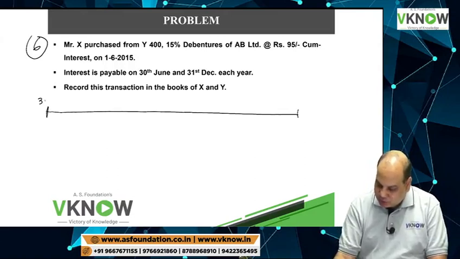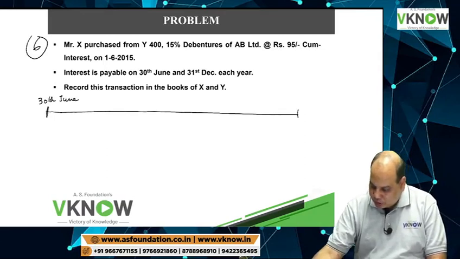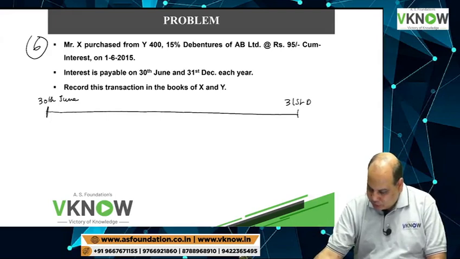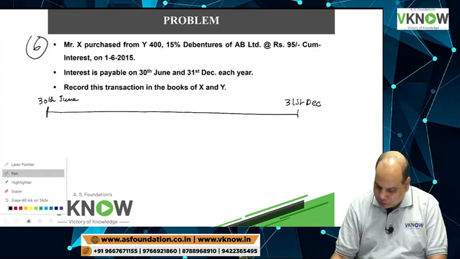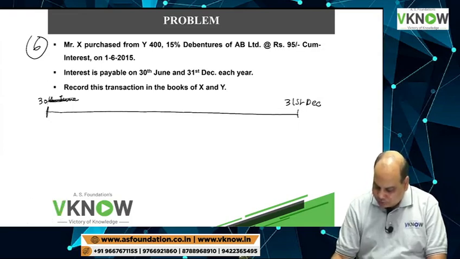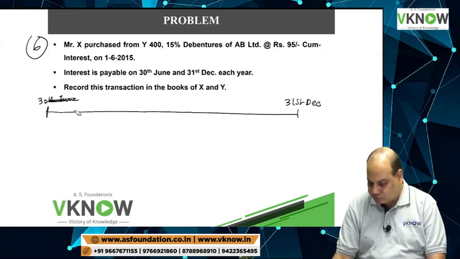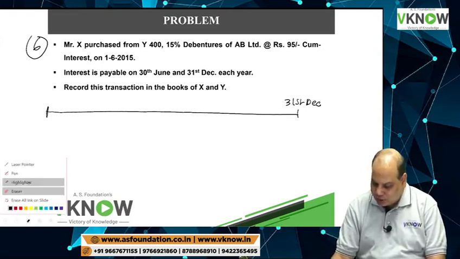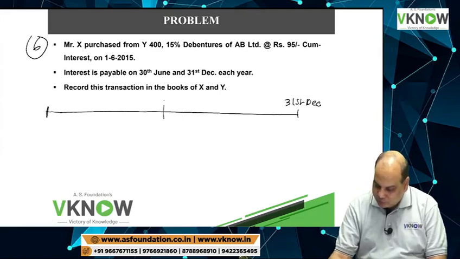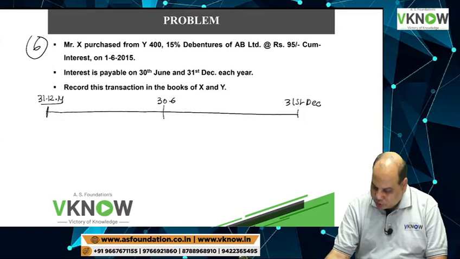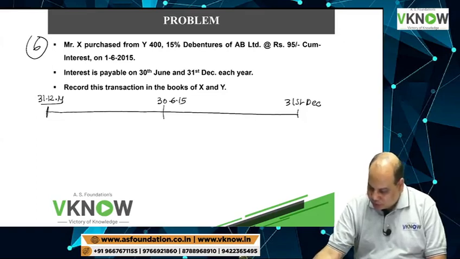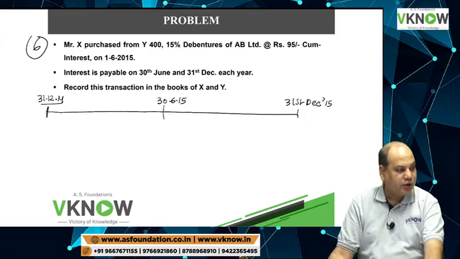Interest is payable on 30th June and 31st of December. So first I will draw a timeline for clarity purpose. Last interest was paid on 31st December 2014. Then 30th June 15 and 31st December 15. These are the three dates.